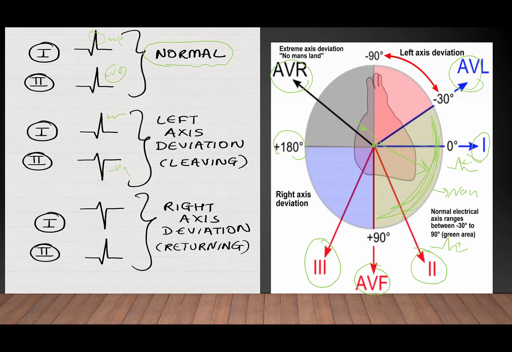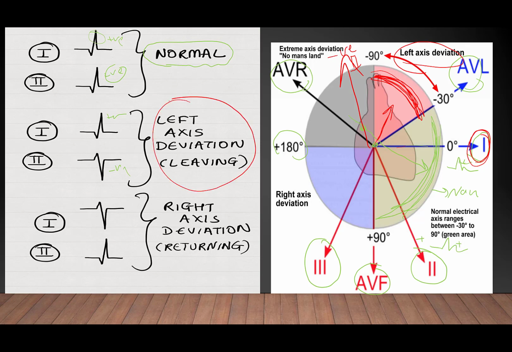When lead 1 is positive but lead 2 is negative, it means that this is the positive one and this is the negative one, negative lead 2, left axis deviation. So if we have a positive lead 1 and negative lead 2, it is considered a left axis deviation. Why? Because the electrical impulse is toward this direction. So this is a left axis deviation.